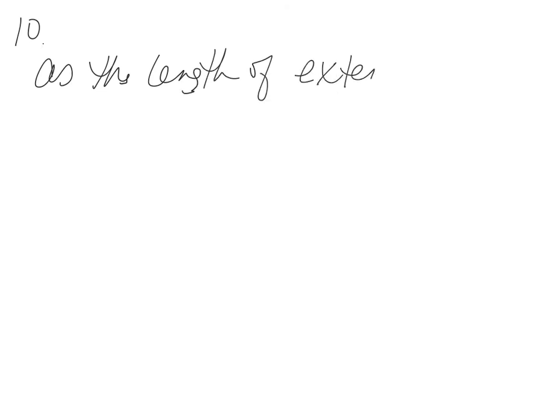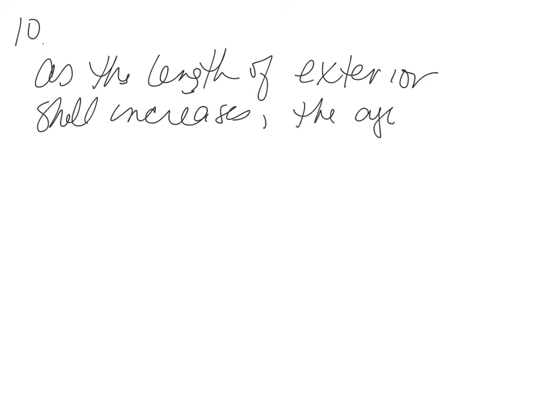So for number 10, it says the researchers who conducted this study decided to use an exponential curve to describe the relationship between age and exterior shell length. Explain why they made this choice. If you look, as the length of the exterior increases, the age also increases.